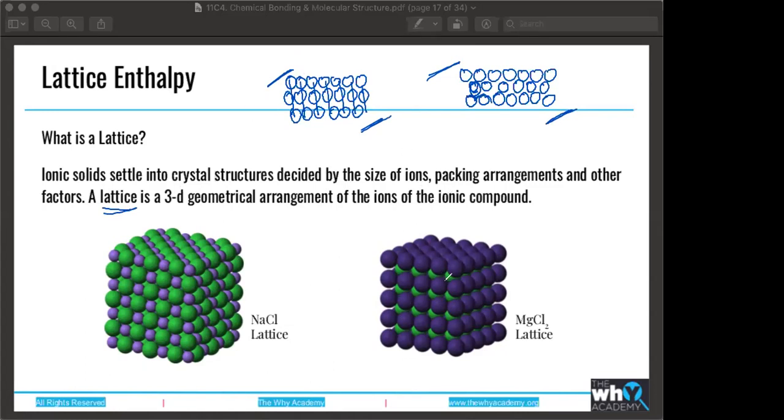Now, in the formation of an ionic compound, you have step 1, formation of your ions M plus and X minus, and step 2, the actual arrangement of these ions into a solid structure. So when they turn into a solid, when they are packed in a particular crystal arrangement, there is a change in energy involved. That particular change in energy is called lattice enthalpy.